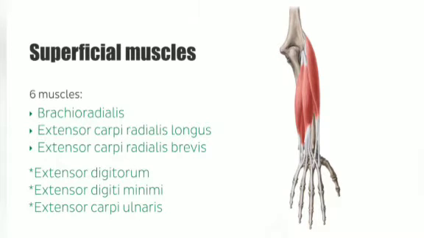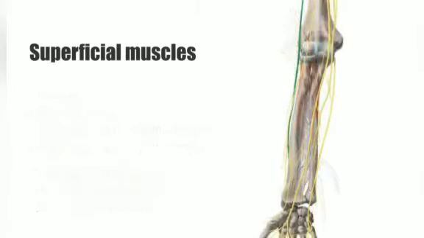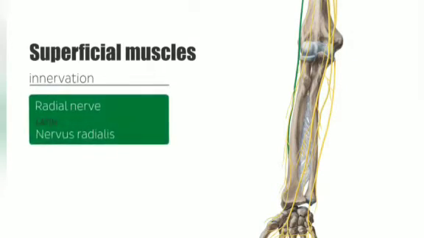Now, the easiest thing to learn about the superficial muscles of the posterior compartment of the forearm is that they're all going to be innervated by this nerve that you see here highlighted in green on this image of the forearm. And keep in mind that right now we're looking at the arm from an anterior view of the anatomical position, but the nerve is going to course to the posterior side of the forearm, where it's going to be innervating this group of muscles. And this nerve is the radial nerve.